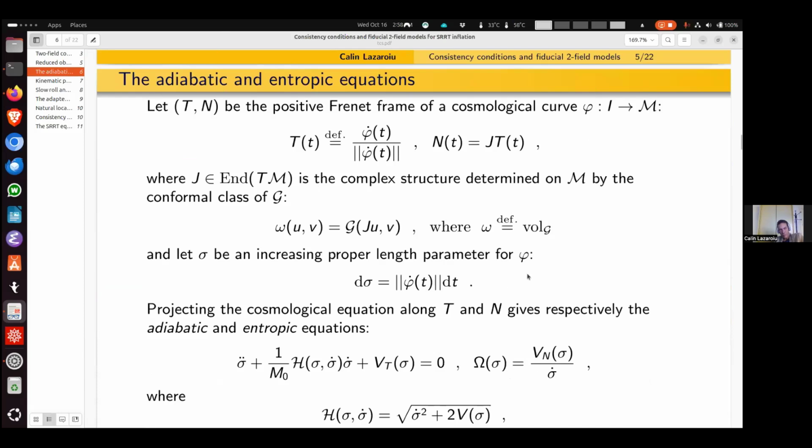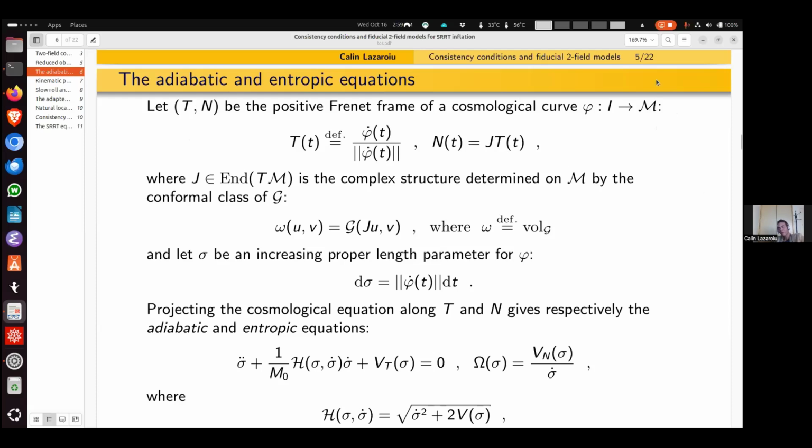Because M is oriented, I can consider the positive Frenet frame. T is the tangent vector to phi at some t, which is an element of I, some cosmological time t. And N is the normal vector to T, chosen such that T and N form a positively oriented basis of the tangent space to my surface M at the point phi of t. That's what I mean by a positive Frenet frame. Now, one way to formulate the relation between N and J is to say that N of t is equal to J times T of t, where J is the value at the point phi of t, which is a point in M, of the complex structure defined by the conformal class of the Riemannian metric G, relative to the given orientation of M.